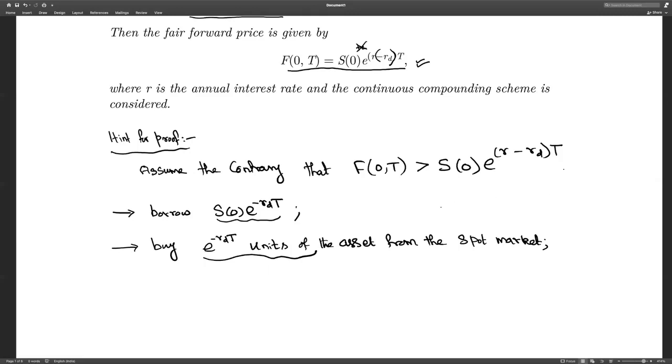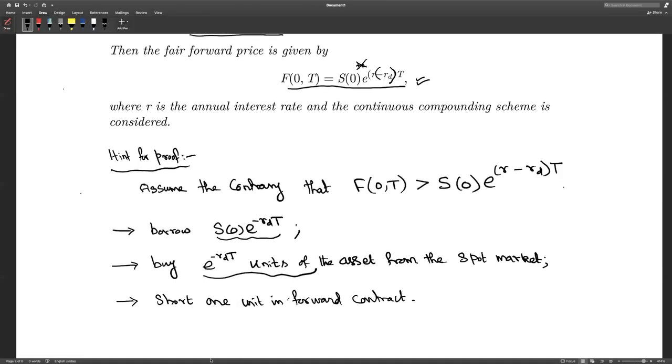But this is just a theoretical consideration to prove this model. That's all. It's just a mathematical concept. Such things are not possible in reality. And then you also issue a short forward contract of 1 unit.